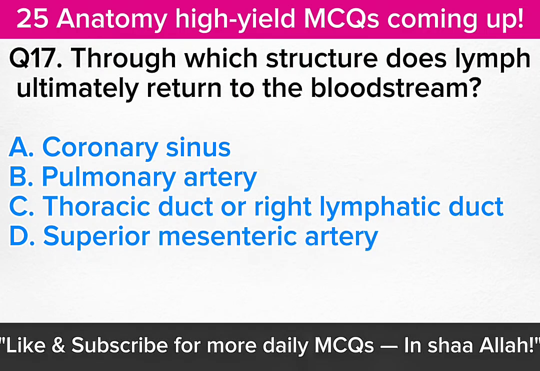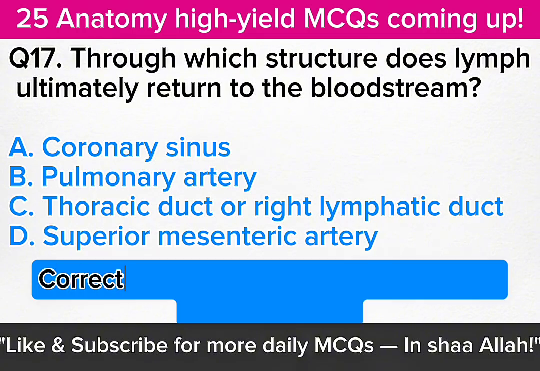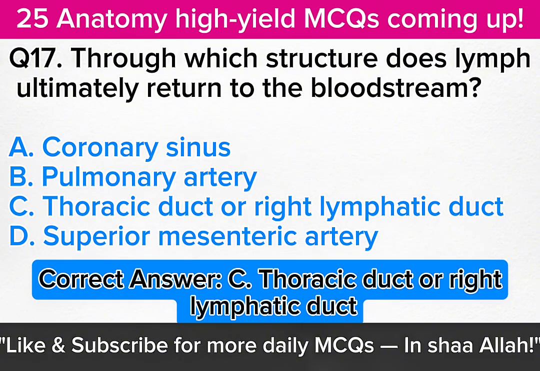Q17. Through which structure does lymph ultimately return to the bloodstream? A. Coronary sinus. B. Pulmonary artery. C. Thoracic duct or right lymphatic duct. D. Superior mesenteric artery. Correct answer: C. Thoracic duct or right lymphatic duct.